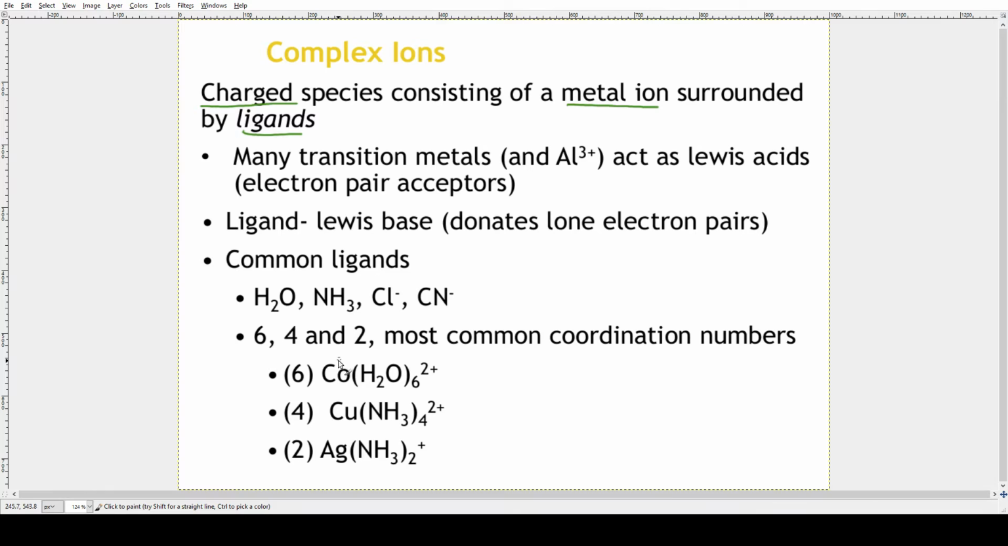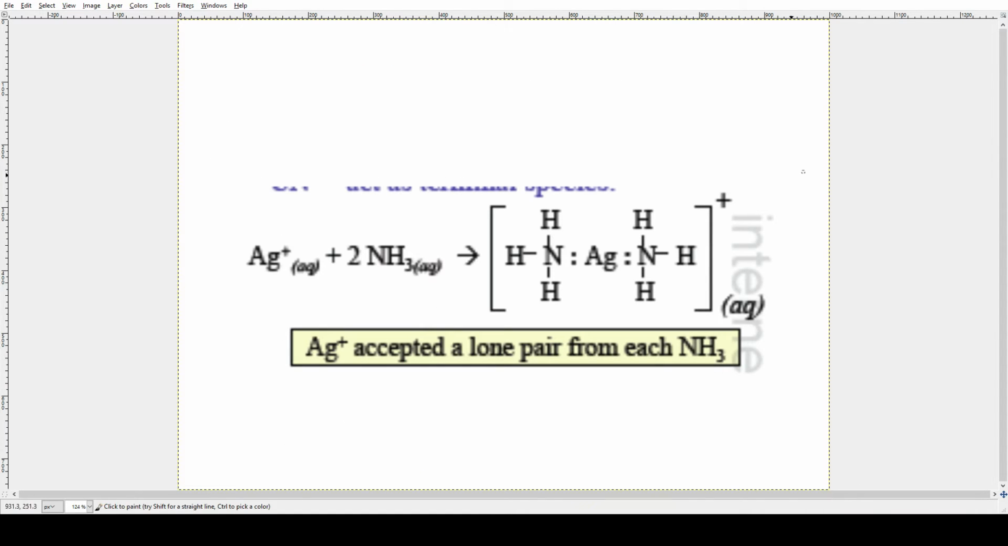So here is an example of some complex ions. We have cobalt with water as its ligand. We have 6 of them. We have copper with ammonia as its ligand. And here we have silver with ammonia as its ligand. So metal, ligand. 6, 4, and 2 are the most common coordination numbers. So these right here are the coordination numbers. 6, 4, and 2.